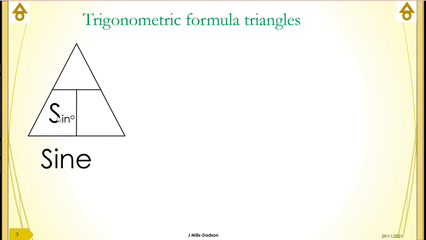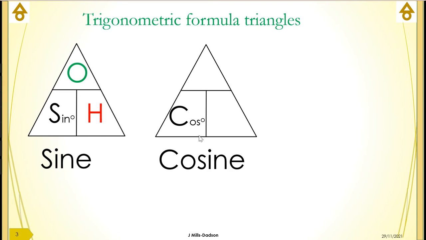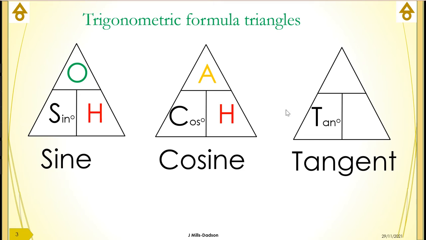Now, we're going to use some triangles to help you understand when to multiply and when to divide to work out trigonometry. The first triangle is called the sine triangle, and sine triangle always divide the opposite by the hypotenuse. Cosine will always divide the adjacent by the hypotenuse, and tangent will always divide the opposite by the adjacent.